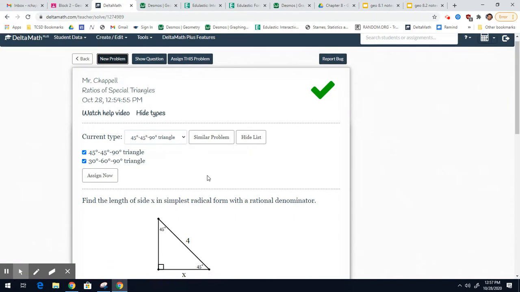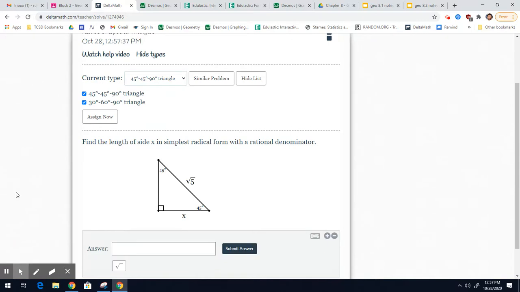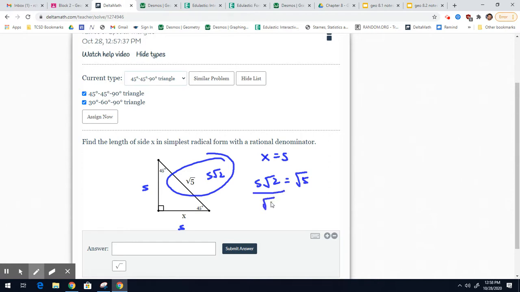That is definitely tricky, for sure. Let's do one more like that. Okay, so let's take a look at this one here. All right, so same kind of setup as the last one. This is a 45, 45, 90. So we have s, s, s square root of 2. Again, we want to find out what x is. X is equal to s. So we need to figure out what s is. Now they give us what s square root of 2 is. S square root of 2 is equal to the square root of 5. Well, to get s by itself, we divide by the square root of 2, divide by the square root of 2. They cancel here.